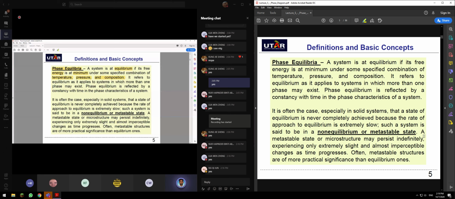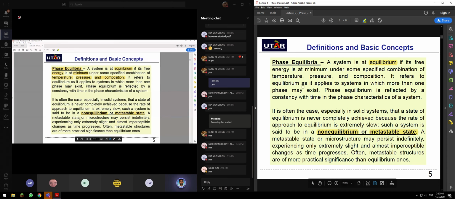But phase equilibria won't happen. I mean, it is all theory and pure. Most of the time, it is a metastable state, non-equilibrium. It is often the case, especially in solid solution, that a state of equilibrium is never completely achieved because the rate of approach to equilibrium is extremely slow. For example, undercooling. You need a vast amount of undercooling for you to have phase equilibrium. Because of that, such a system is said to be in a non-equilibrium or metastable state. Most of the systems are in a non-equilibrium or metastable state.